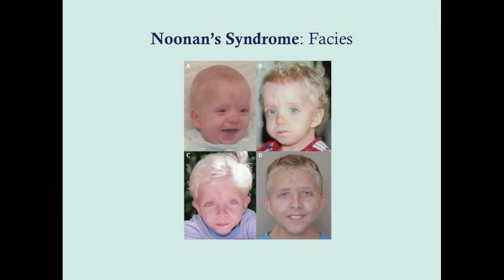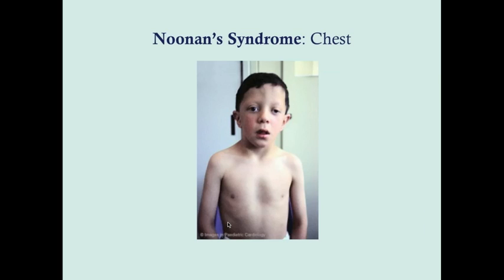So this is the same child, and what this really illustrates is how the facial features become very characteristic right around toddlerhood, early childhood. But as he grew up, his facial features normalized. As a baby he looked pretty normal, and as a young man he looks pretty normal. But when he was a toddler, he showed some pretty prominent facial features of Noonan syndrome.